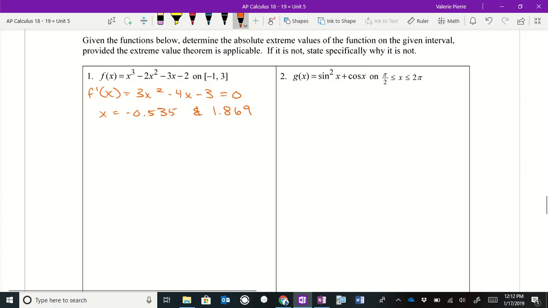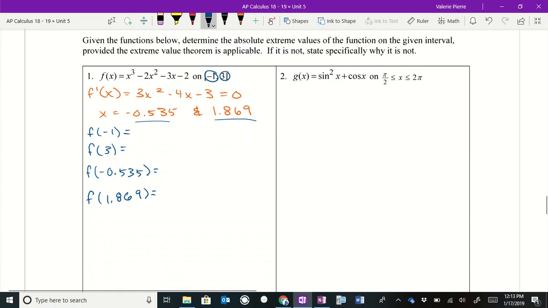Okay, so now to make sure we're looking at all possible x values for the absolute extrema, we need to find f of our endpoints, so f of -1 and f of 3. And we need to find f of the x values within our interval. Since both of these x values are within our interval, we need to find f of negative 0.535 and f of 1.869.